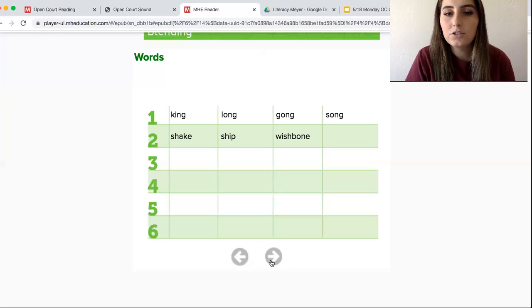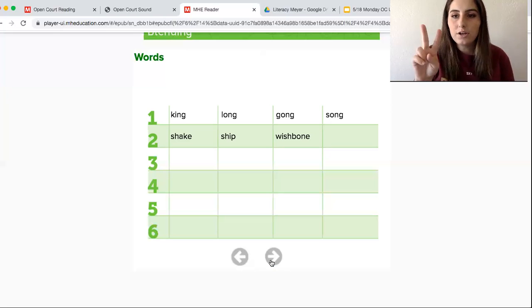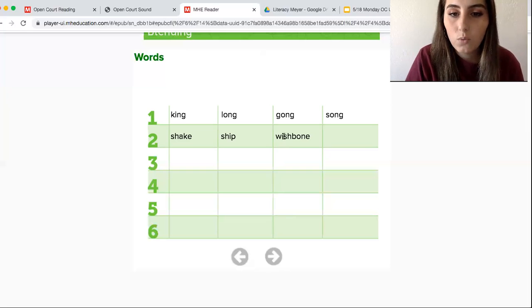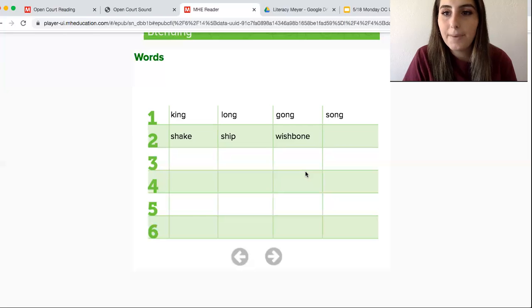So remember, what do we call it if we have two words that are a word by themselves, but we put them together to make a new word? Wish and bone, we put them together to make wishbone, which means that's a compound word. All right, one more word with our sh sound.